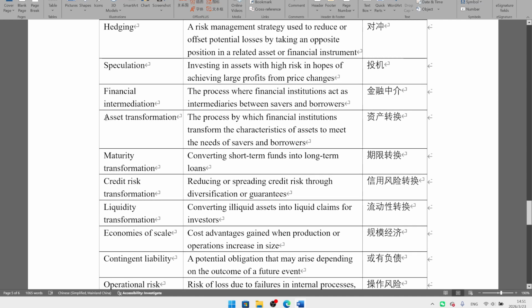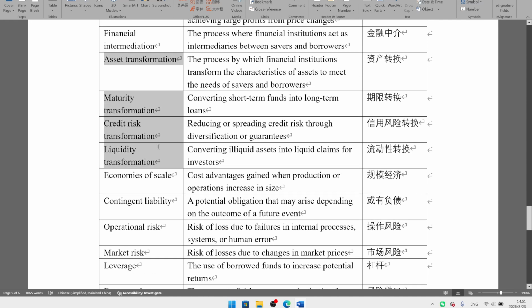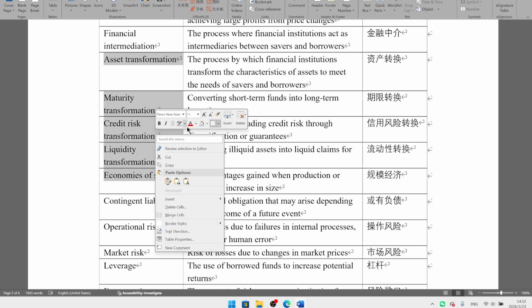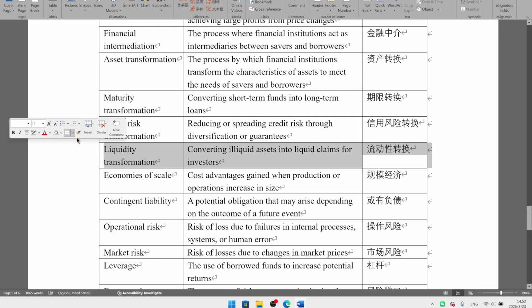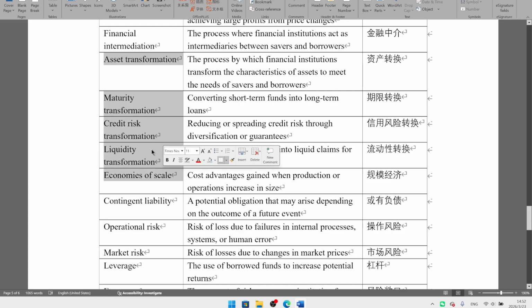First one is asset transformation, maturity transformation: converting short-term funds into long-term assets, financing from credit to meet the need of credit risk transformation through diversification, liquidity transformation converting illiquid assets into liquid components, economies of scale. Yes, I need to highlight them because they're more important, and this time I was confused about these concepts, which means it'll confuse me in the future.